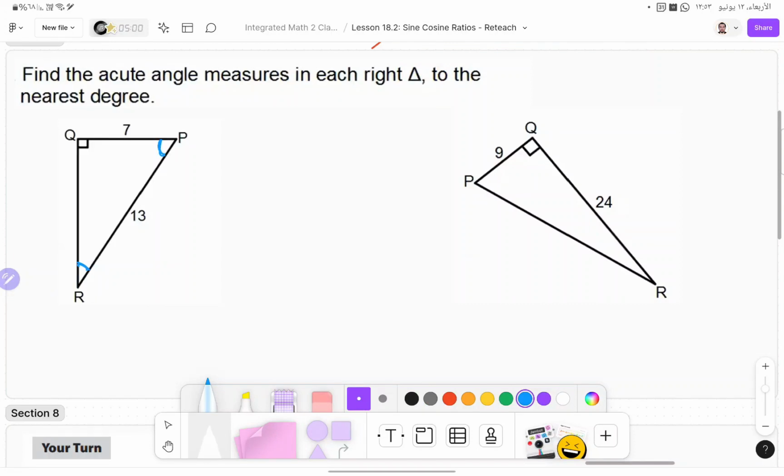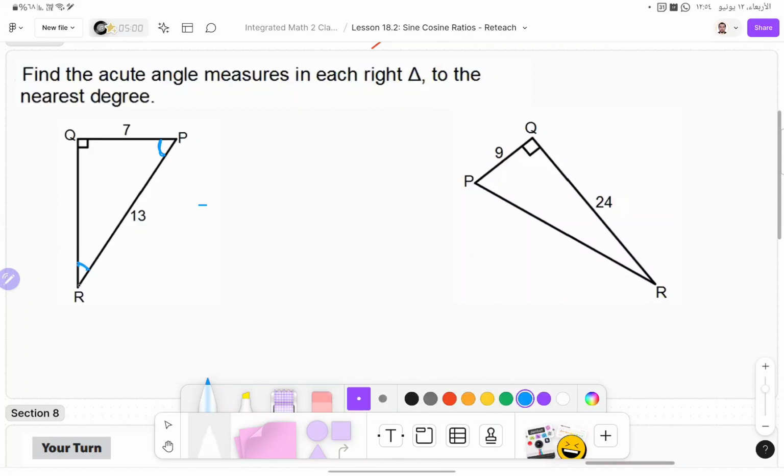So now let's use angle R. Here I can't use tan. I need to figure out which trigonometric ratio I'm going to use. Is it sine, cosine, or tangent? And how can I know which one I'm going to use? You need to use the given sides. Side QR is not given, I don't know it, so ignore it.